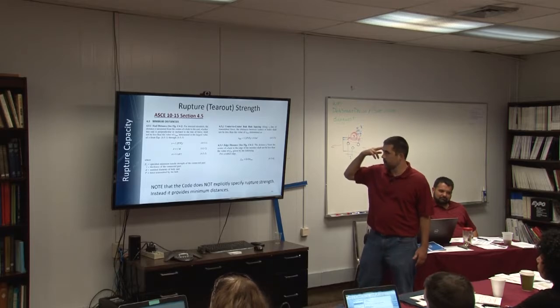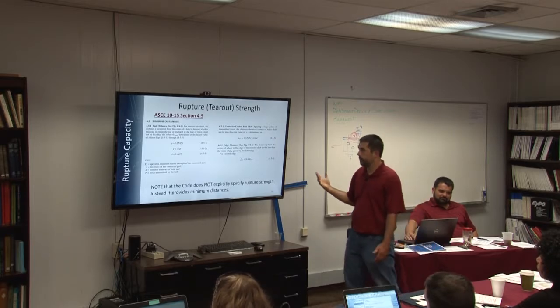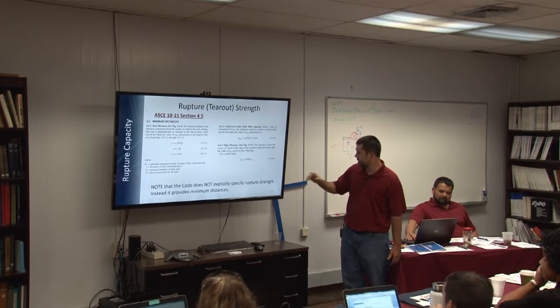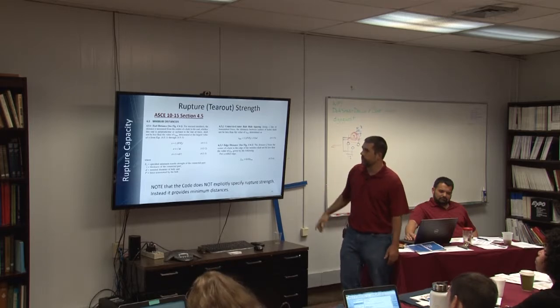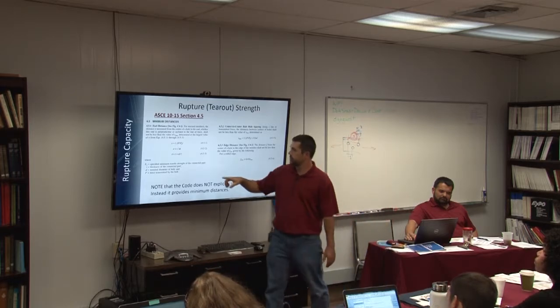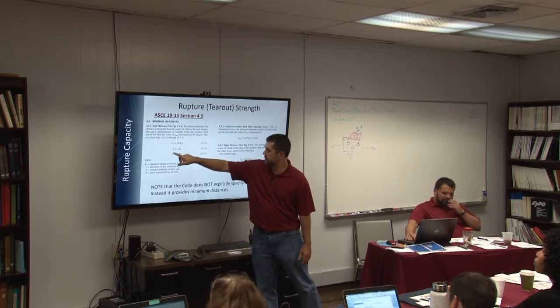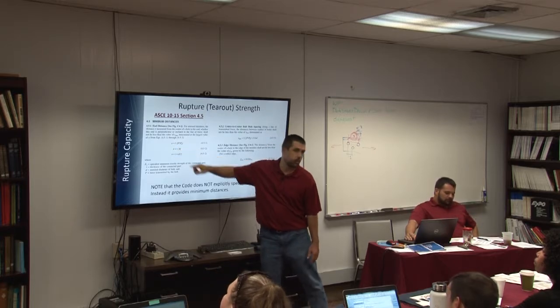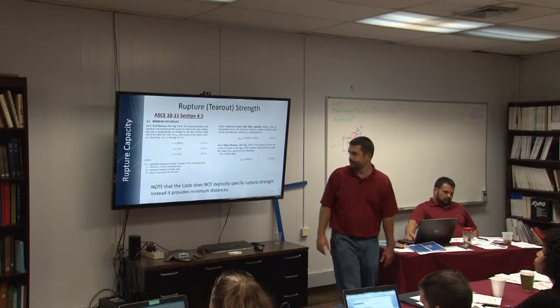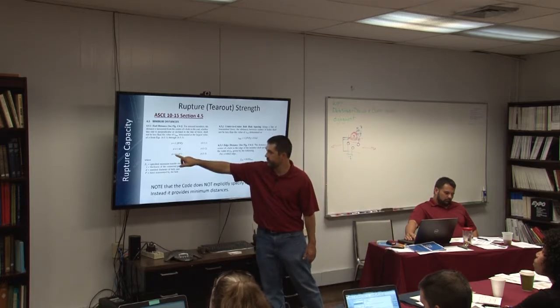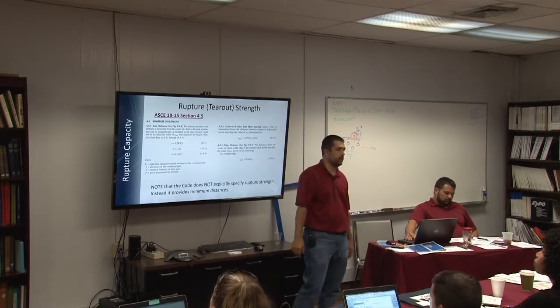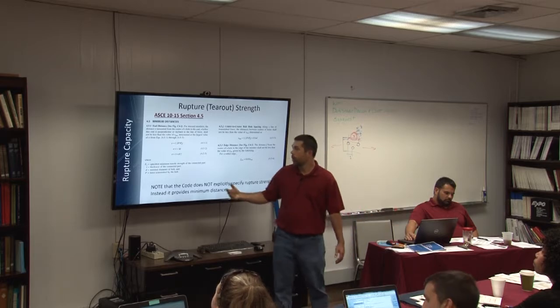So this is what I was talking about with reference to the code. Okay? The code does not tell us strength. It tells us distances. So the end distance, 1.3 times the bolt diameter. That's a minimum. Or the thickness of the member plus the diameter of the member divided by 2. You got to meet that minimum.